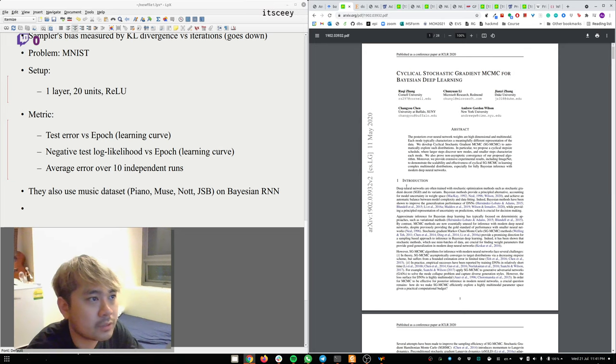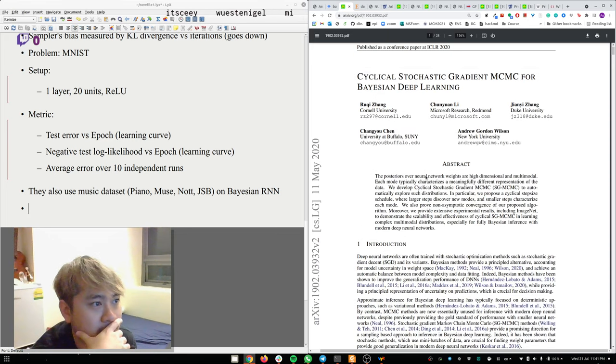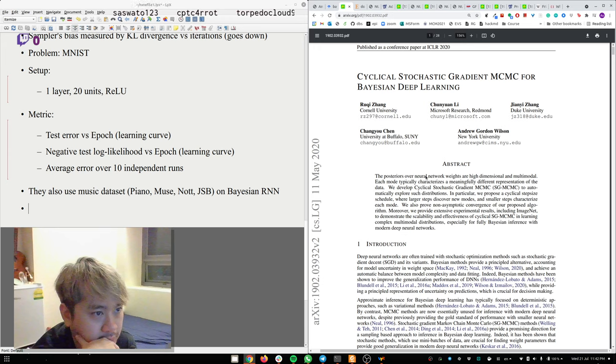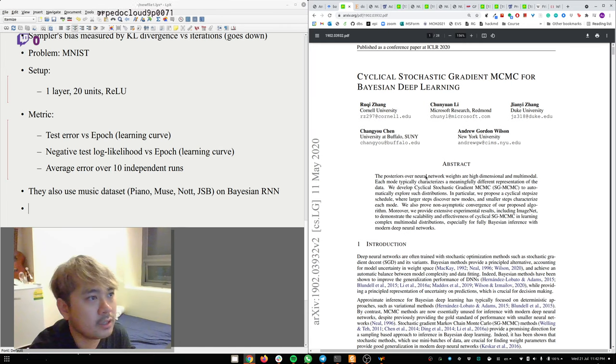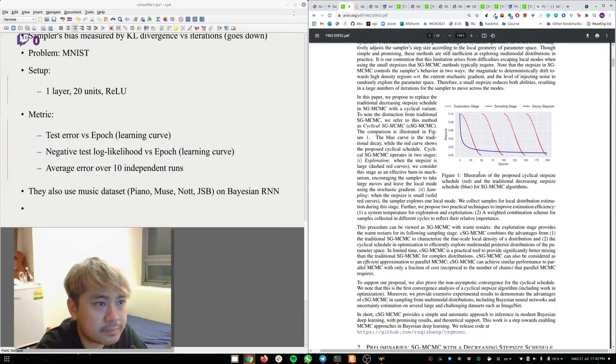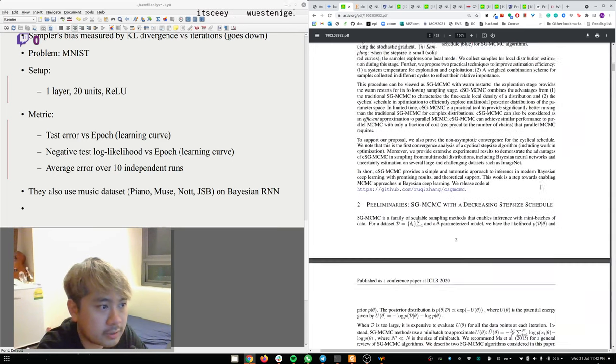Okay, so these are good people, right? Andrew Gordon Wilson. Okay, the posterior over neural networks, blah blah blah. We develop cyclic stochastic gradient MCMC. Whoa. To automate, explore cyclical step size schedules. Okay. So I guess this is interesting. So this is the schedule that they're looking at, I guess. That's nice.